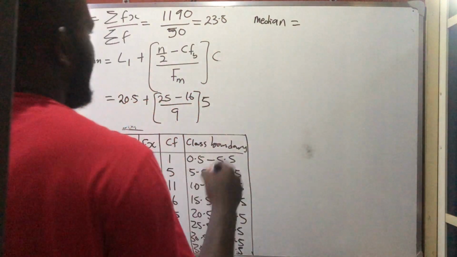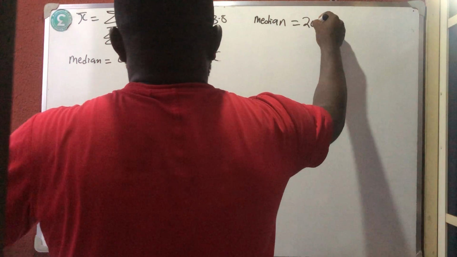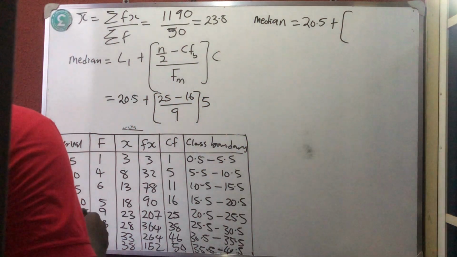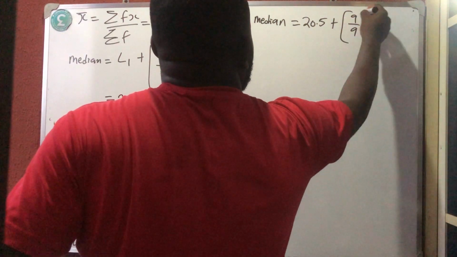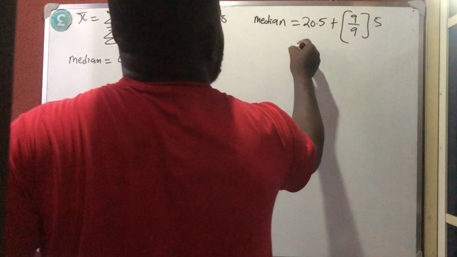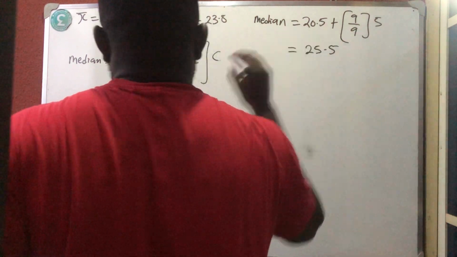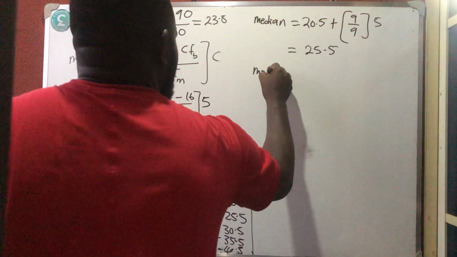So therefore, my median is simply 20.5 plus, this minus this will give me 9. 9 over 9 times 5, and 9 over 9 is 1, times 5 is 5, which gives 25.5. This is the median. So let's talk about the mode.